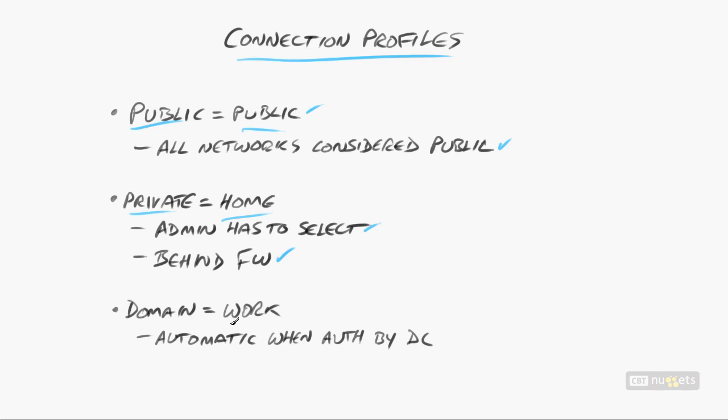Now, when you choose work, you could do that manually, and it would give you similar protections to what you would get in a private connection. Actually, it's the same. But for the domain, it will choose the domain profile on its own without prompting you if you are also authenticated by a domain controller on that network. So it does that for you, and that's pretty easy.